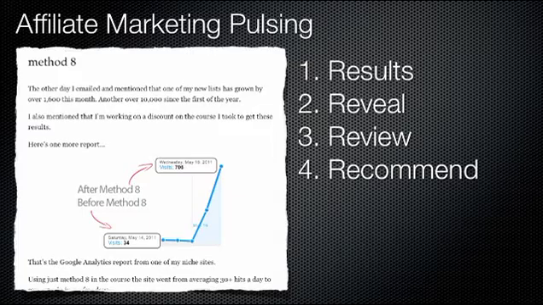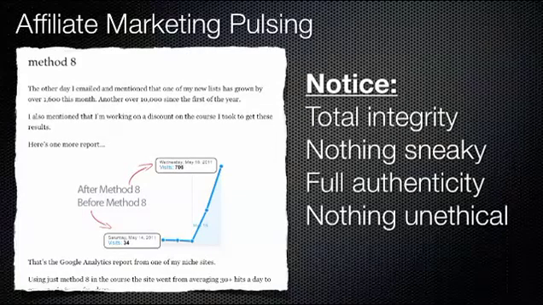So I tend to be a little bit more of an options type of person. Now notice, total integrity, nothing sneaky, full authenticity, nothing unethical. The whole process of selling this and any product that I sell is really totally upfront. There's nothing that I'm doing that is behind the scenes sneaky. There's nothing that I'm doing in hopes that people buy, even though I really know it's not a great product. Instead, everything is pretty much out in the open and upfront.